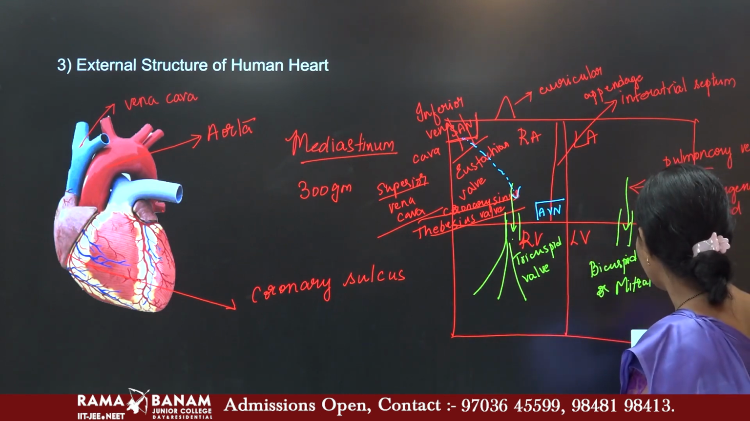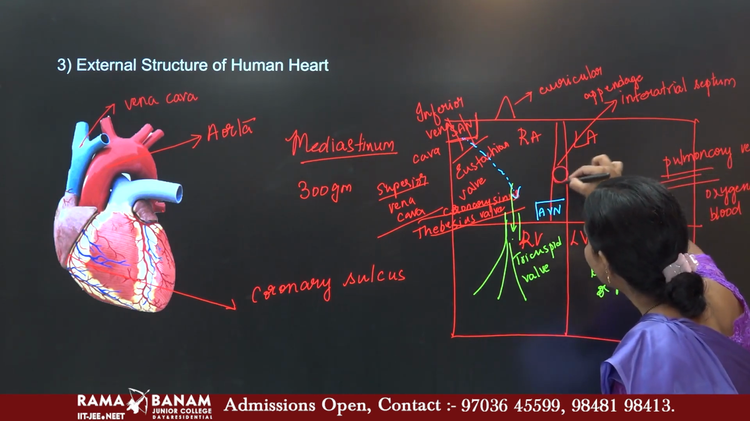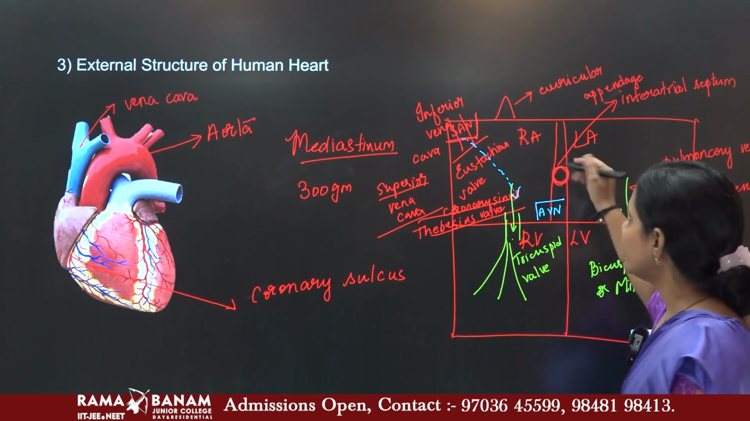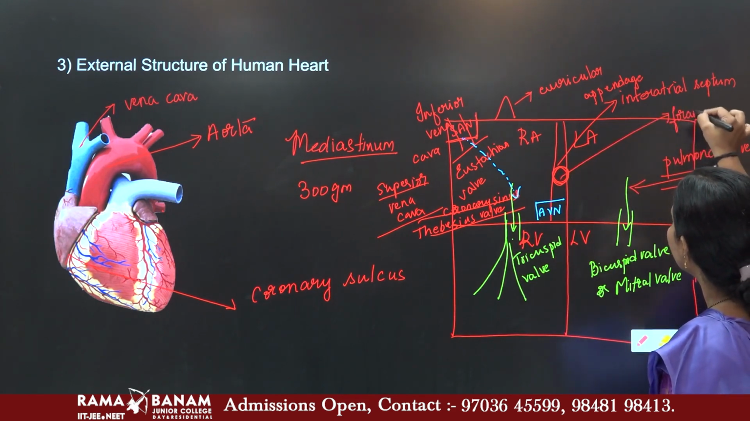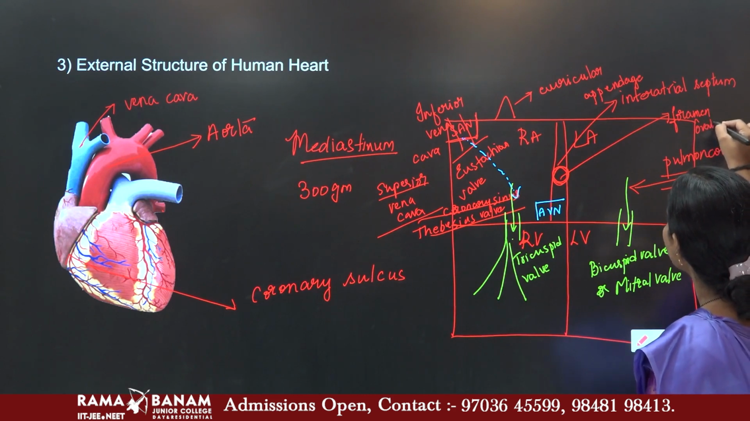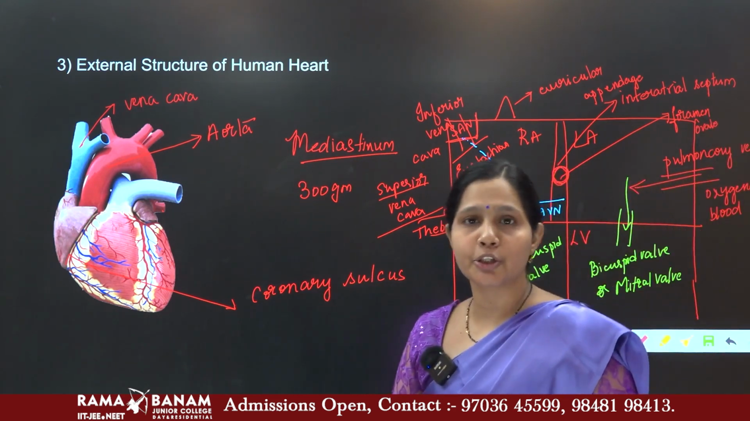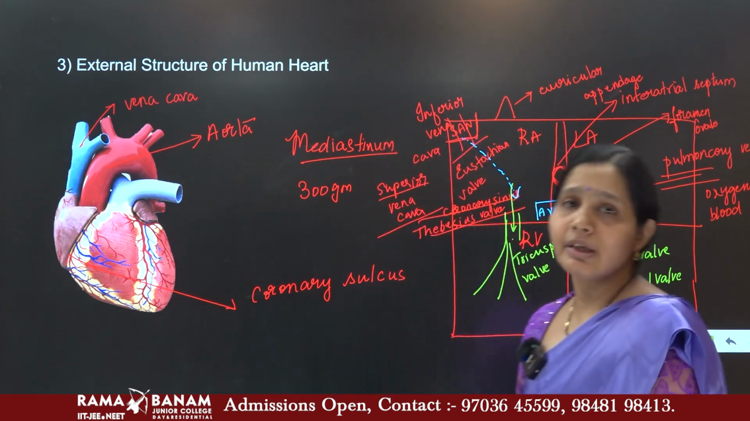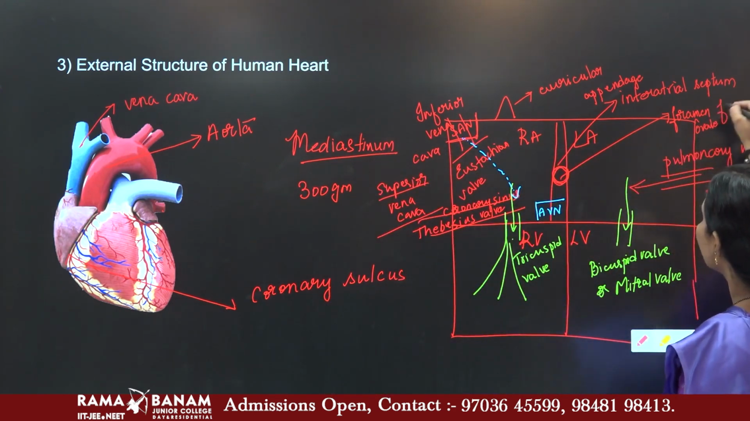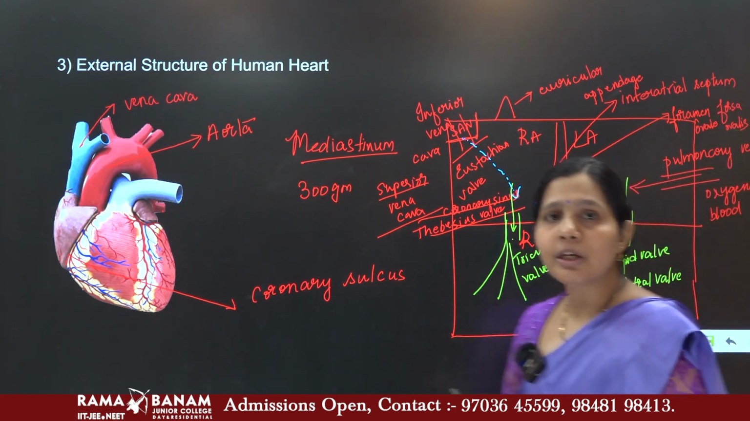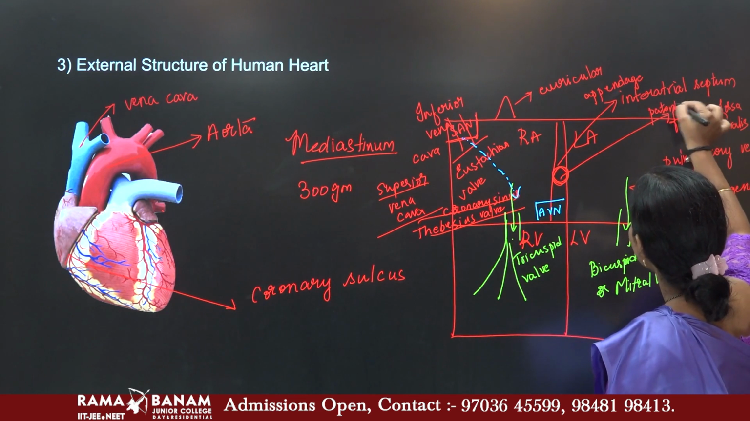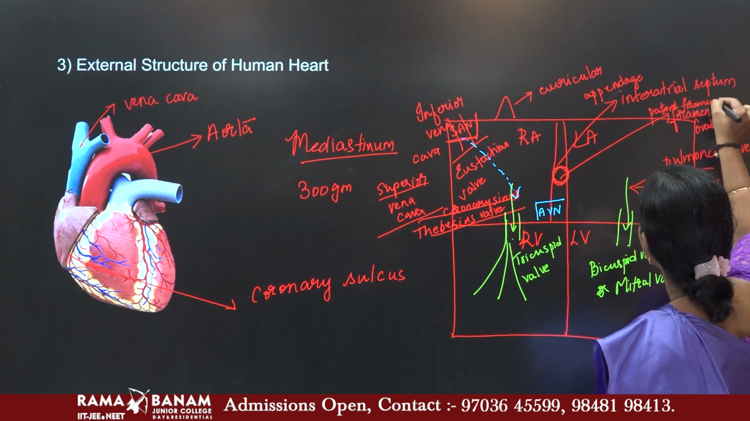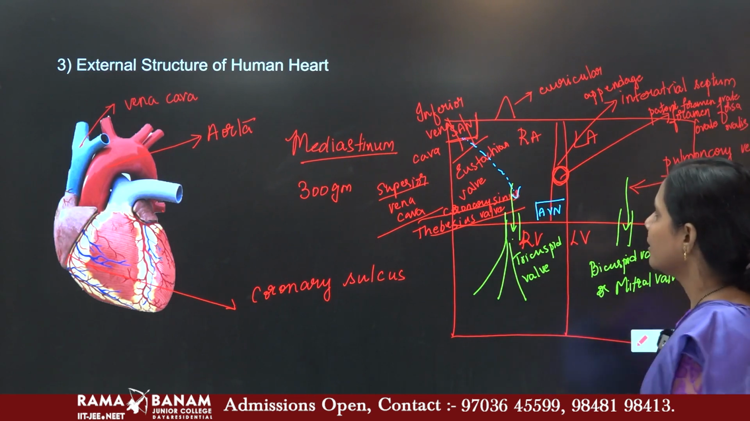And one more point. Here between the two atria there is a notch-like structure which is known as foramen ovale, which is kept open in the fetal condition. Once the baby is born, this is closed and then it is known as fossa ovalis. And even after birth, if it is still open, then it is known as patent foramen ovale, right?